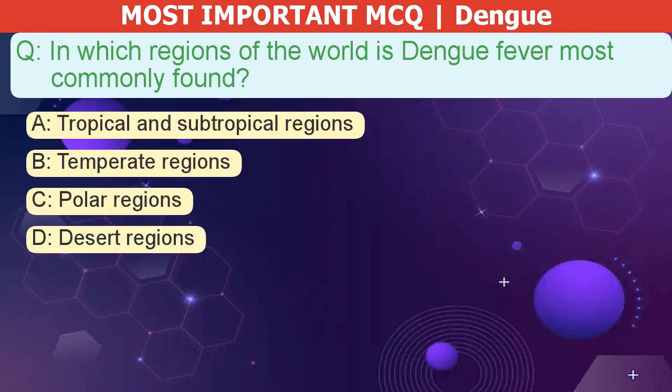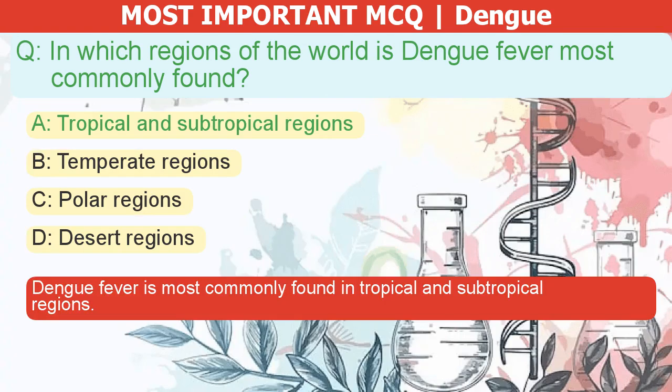In which regions of the world is dengue fever most commonly found? A. Tropical and subtropical regions. B. Temperate regions. C. Polar regions. D. Desert regions. The correct answer is A. Dengue fever is most commonly found in tropical and subtropical regions.